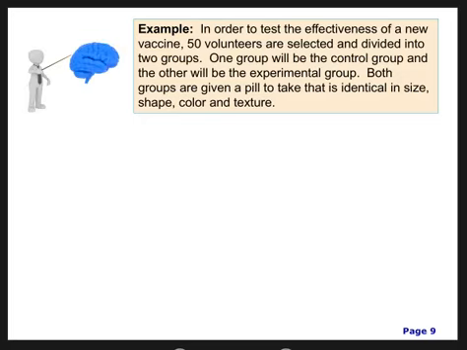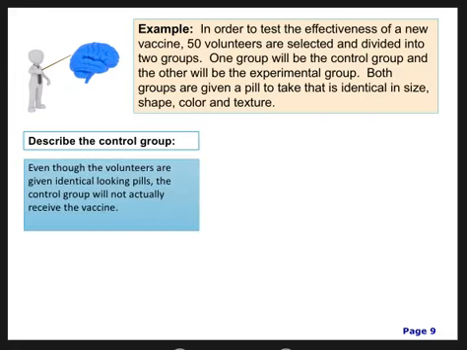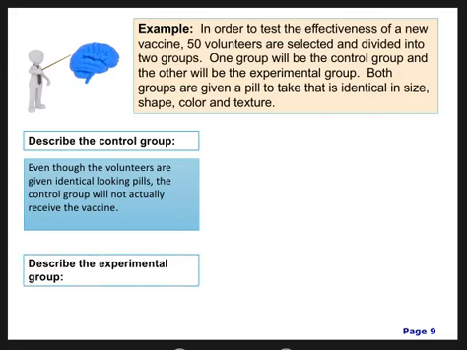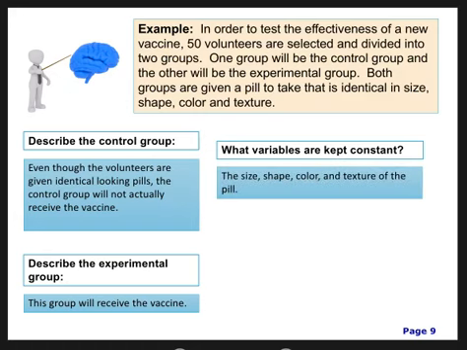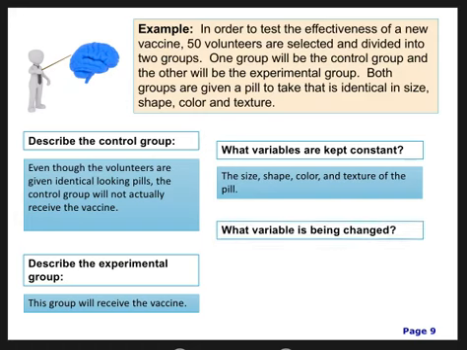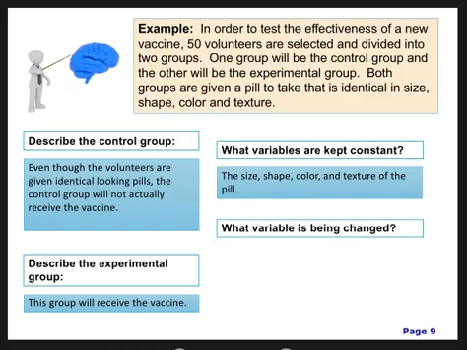Okay? So, I just did this for you. Describe the control group. That means the experimental group will have the vaccine within it. Now, what variables are kept constant? What stayed the same? And what was changed?